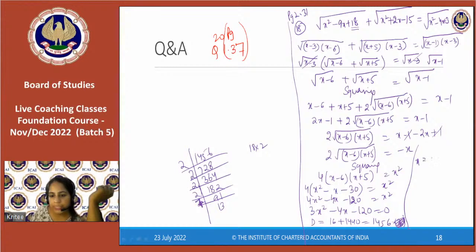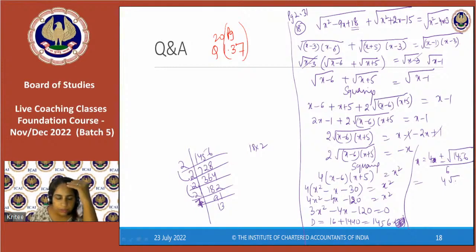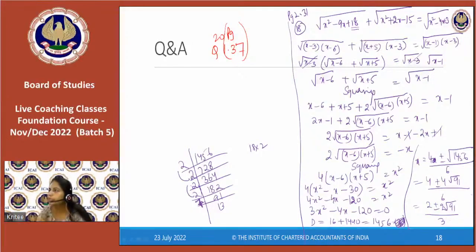Yes. So your x is equal to minus b plus or minus root d by 2a, so 4 plus or minus root 1456 by 6. So 1456 can be written as 4 square times 91, 7 13s are 91. 4 root 91 plus or minus 4 by 6. So your answer here is 2 plus or minus 2 root 91 by 3.